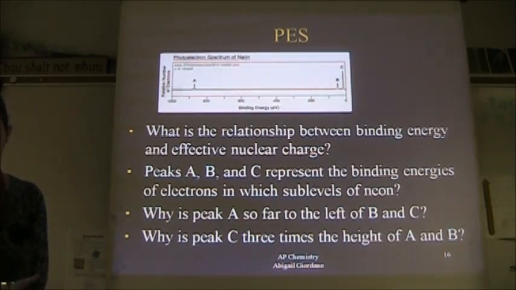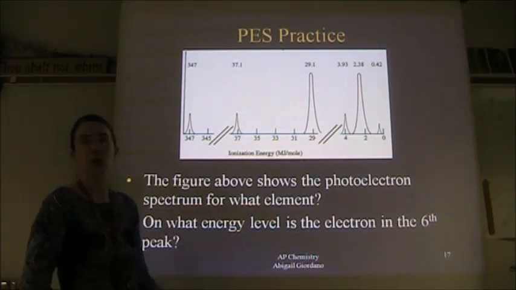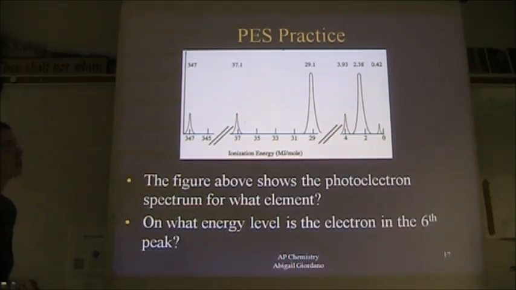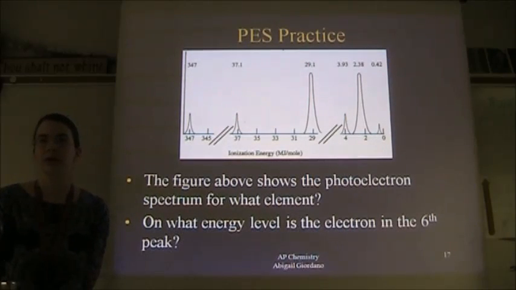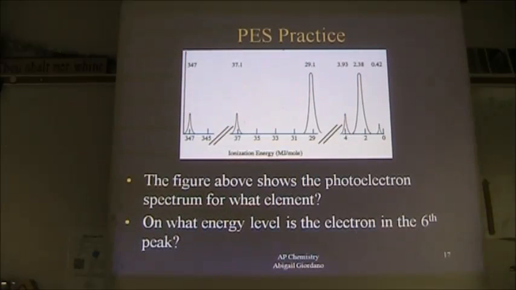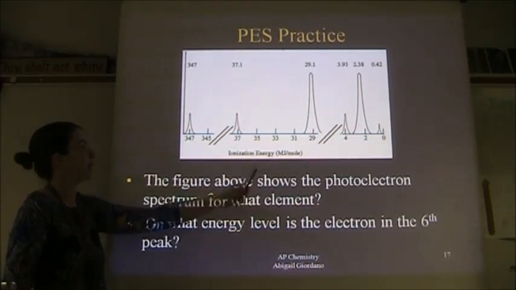Let's look at another practice one. Okay. Don't be thrown off by these little lines. Focus on the peaks. It says the figure above shows the photoelectron spectrum for what element? Okay, now remember, each peak represents one sublevel. Read just like we do in English, from left to right.